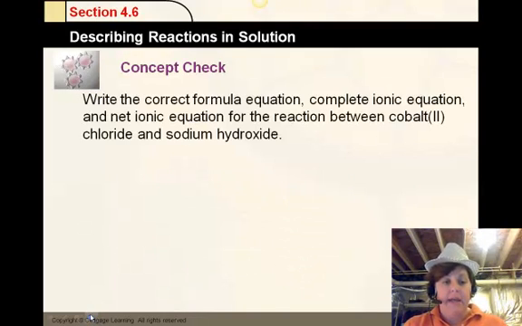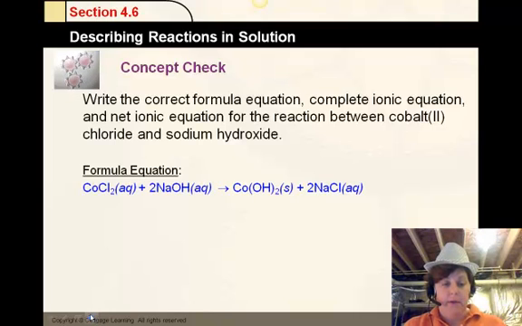Alright, let's look at the correct formula equation, complete ionic equation, and the net ionic equation for the reaction between cobalt-2 chloride and sodium chloride. Here's the formula. Cobalt chloride, notice it's aqueous, sodium hydroxide aqueous. Cobalt hydroxide is the solid, and sodium chloride is the other aqueous.